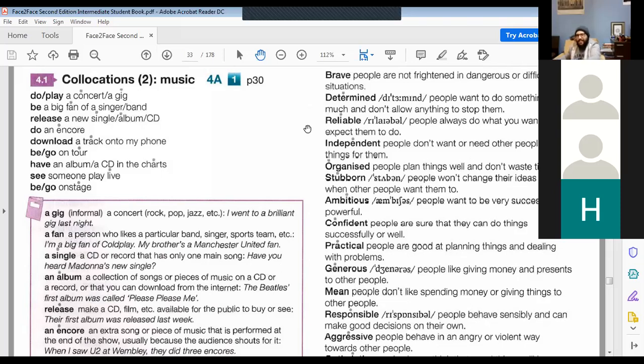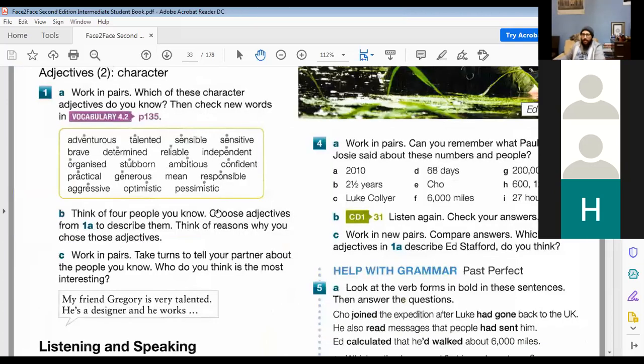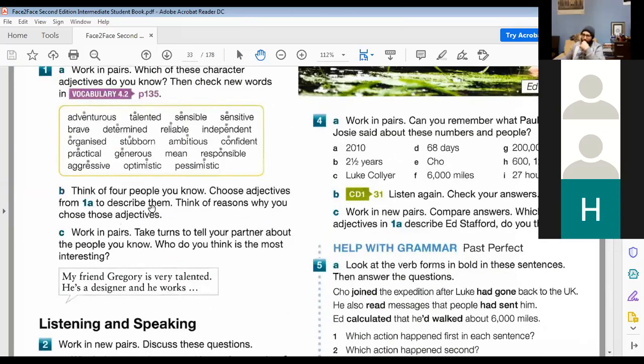All right. So let's get back. So I think you get the idea now. Now I want you to think of 4 people you know. Okay. So try to describe them using these adjectives and tell us why you chose the adjectives. Of course, if they are real people, you can change the names. You don't have to say their real names. But just tell us about a few people you know.